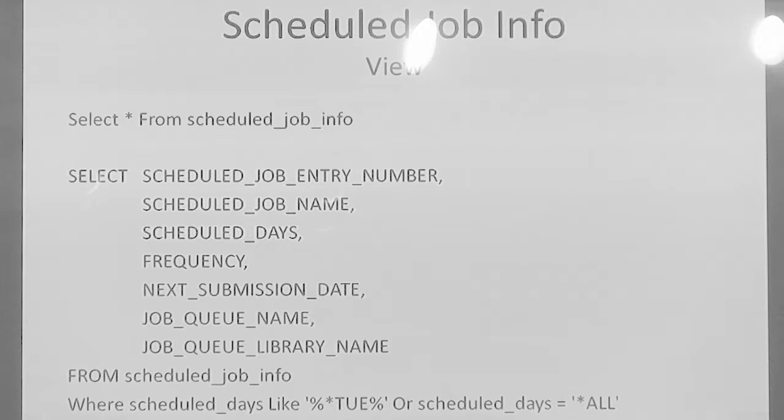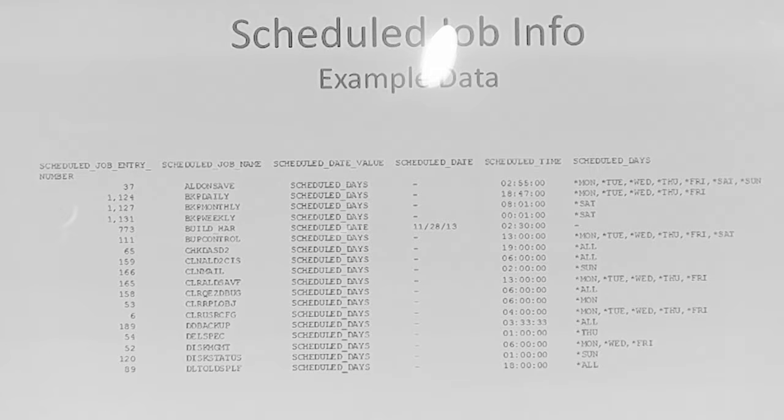If it runs on a Tuesday, now notice here, if it doesn't run every day, the days will be listed in the table in that column. If it runs all, it'll be star all, which includes Tuesday. So you'd run that statement, and then you would get something that looks like that.